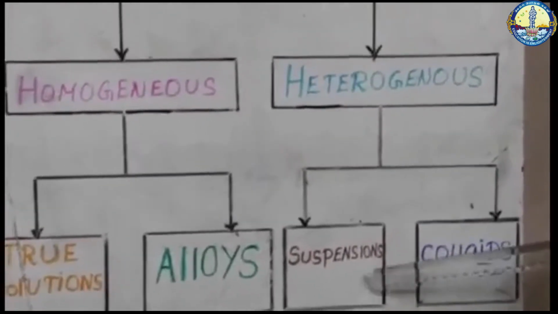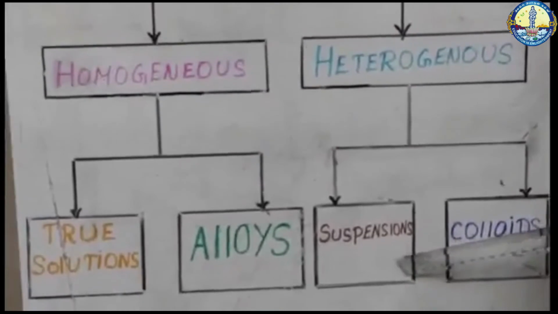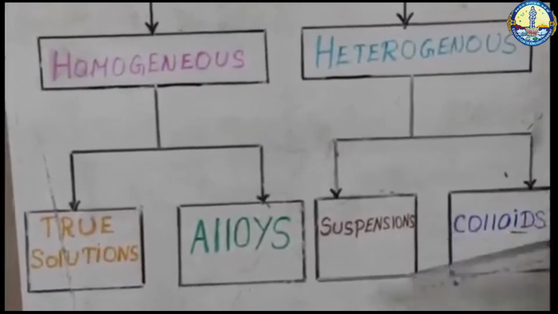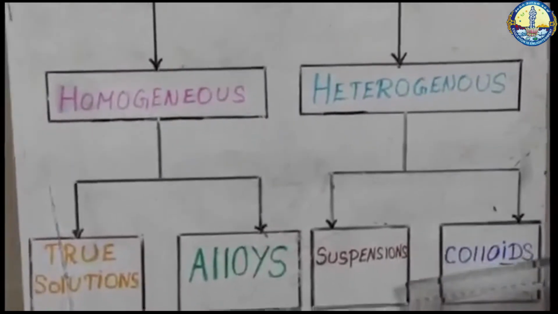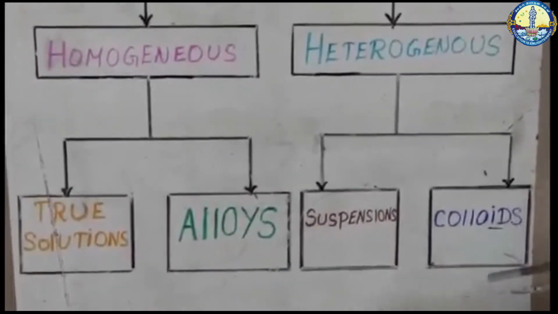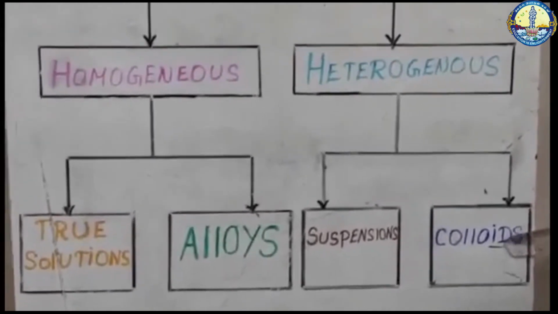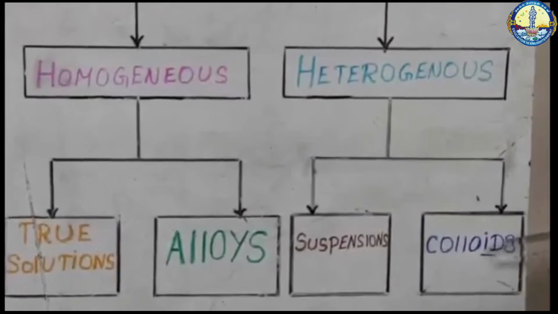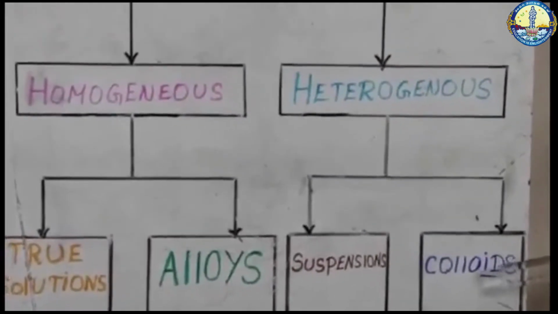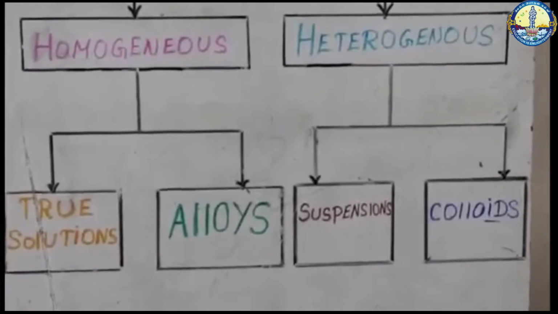Suspension. Particles of solute do not dissolve in the solvent, rather they remain suspended in bulk throughout. The size of particles of a suspension is large enough to be visible to the naked eye. Colloid. A mixture in which very small particles of one substance are distributed evenly throughout another substance. Example, paint, milk and fog are colloids.